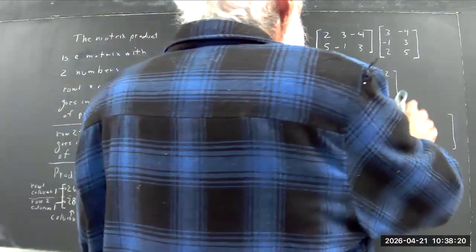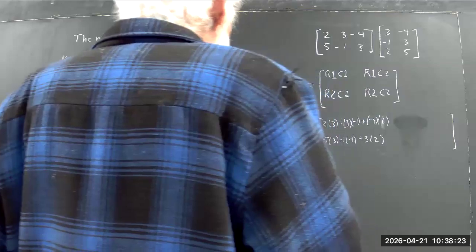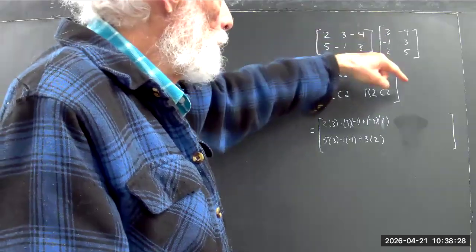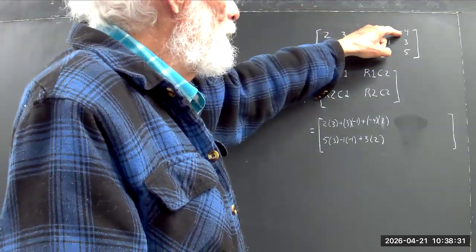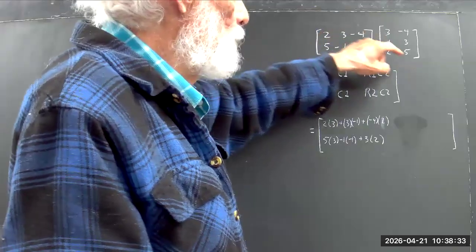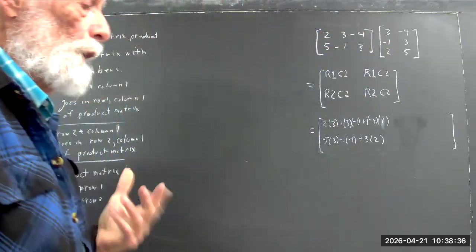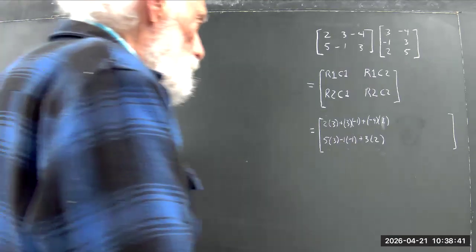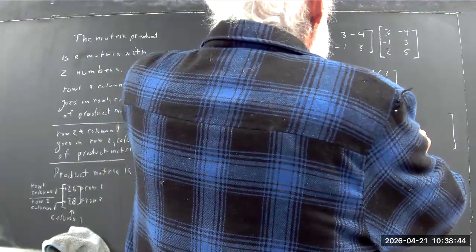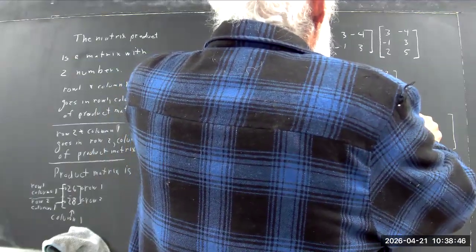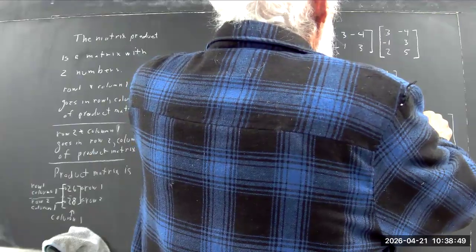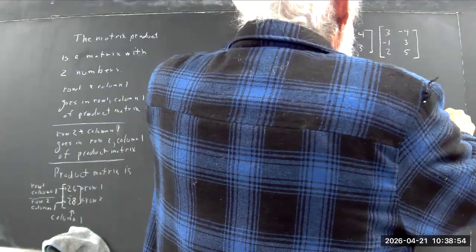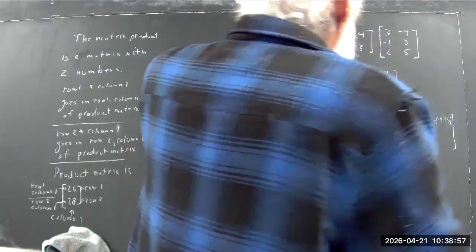As a matter of fact, pause for a minute and you write out the result. Multiplying the first row by the first column. 2 times -4, 3 times 3, -4 times 5. Write that out. Now, you've hopefully taken time to write that out, and you can check me. Okay, that's 2 times -4 plus 3 times 3 plus -4 times 5.